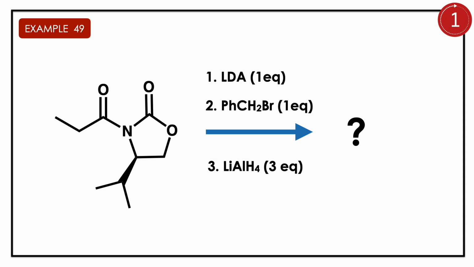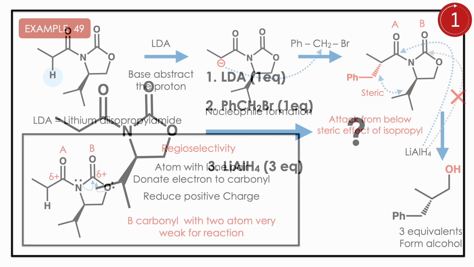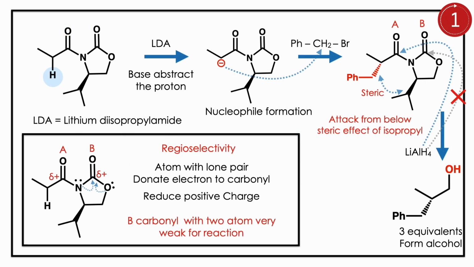Then the next example, you have a cyclic system with an amide-ester architecture with a stereochemically specified isopropyl. You are reacting with LDA, benzyl bromide, lithium aluminum hydride. You should find what the final product will be. Here you are using LDA. LDA is the base, which abstracts the proton, so an anion will form. The anion acts as the nucleophile and attacks benzyl bromide, attacking from below.